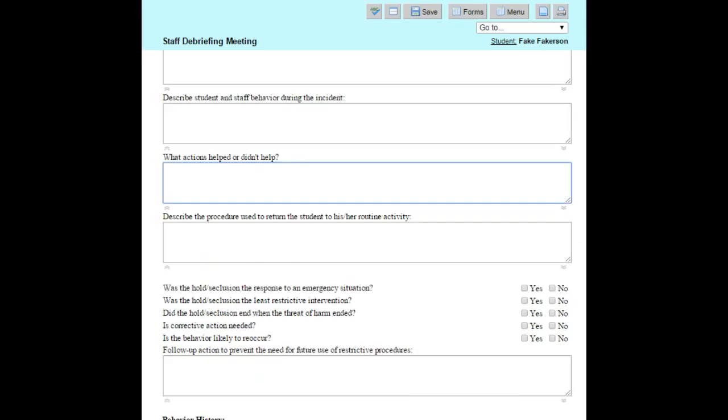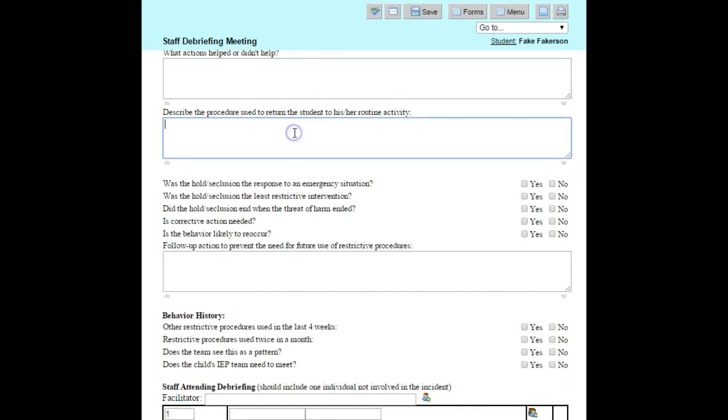The next question on this form asks for you to describe the procedure used to return the student to his or her routine activity. This may be a calming strategy that worked to de-escalate the student, or maybe a description of how the student self-calmed. Often, there's a process of debriefing with the student after a situation that helps them to de-escalate and prepare to return to class. Whatever procedure you use with this particular student would be recorded here.